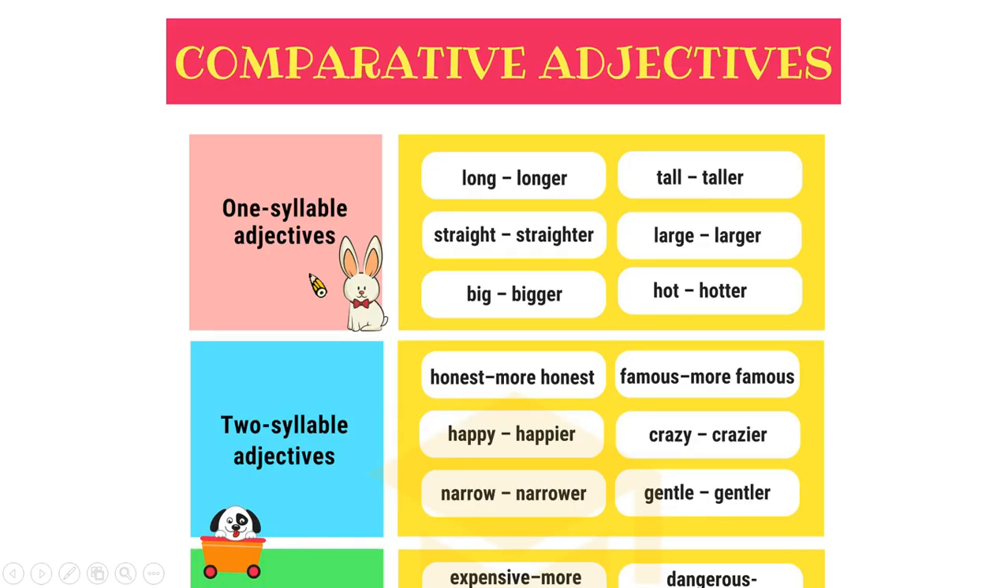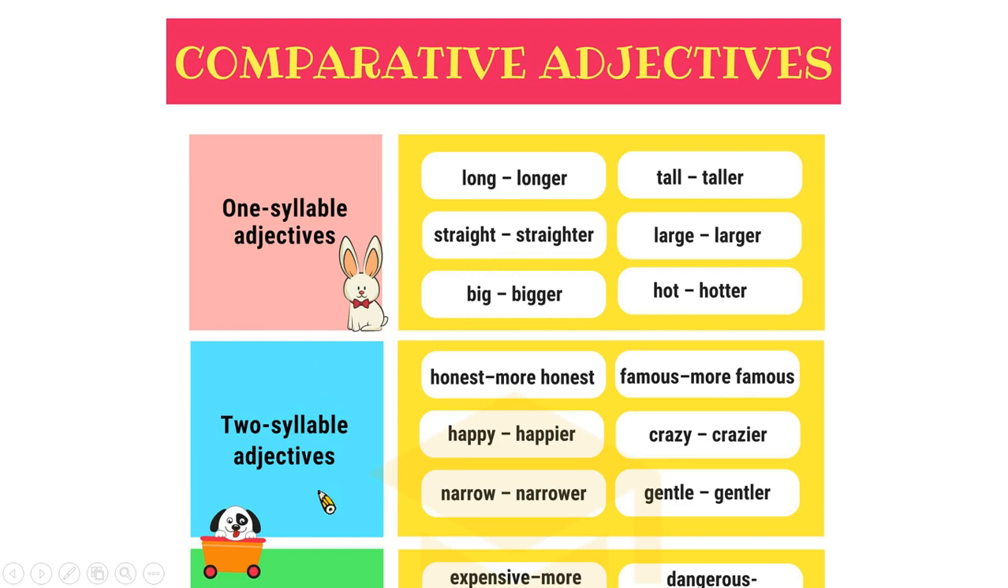Alright, now let's have a look at the comparative adjective. The first one is the one syllable adjective. What is the meaning of one syllable? One syllable means one sound unit. For example, long, tall, large, hot, big, straight. Look at the word straight. There are a lot of letters in one word, but there is only one syllable. So when we see a one syllable word, we use er to change it into comparative. Long, longer, straight, straighter, big, bigger.